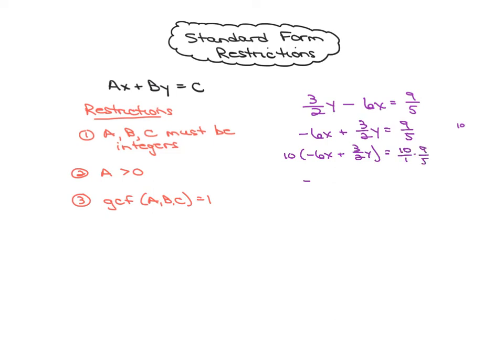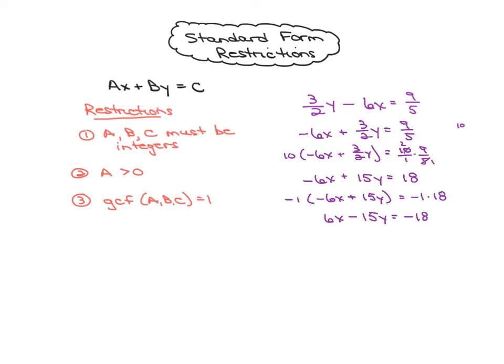Distribute that 10, I'll get negative 60x. 10 times 3 halves will be 15y. And that's equal to negative 18. My next restriction is A greater than 0. Absolutely not. It's negative. I'm going to multiply both sides by negative 1. Again, you could have looked ahead and multiplied both sides by negative 10 in the previous step. It's going to change all my signs. I have 6x minus 15y is equal to negative 18.